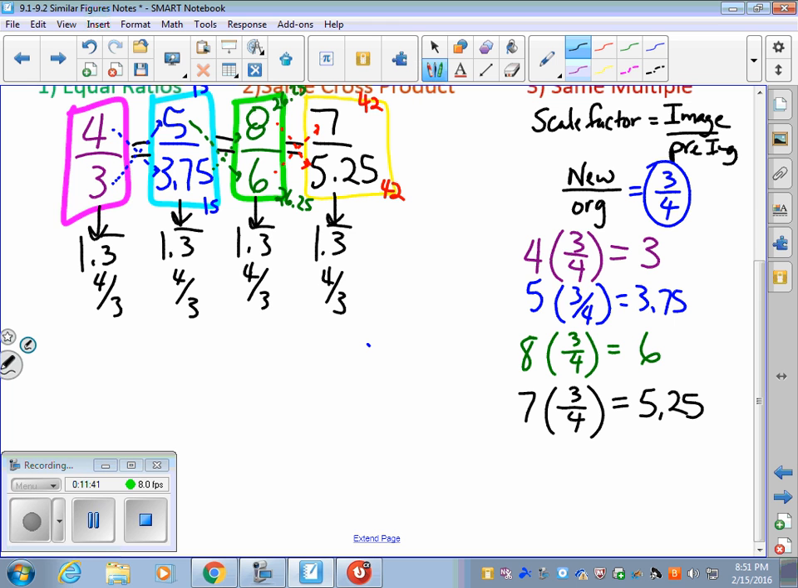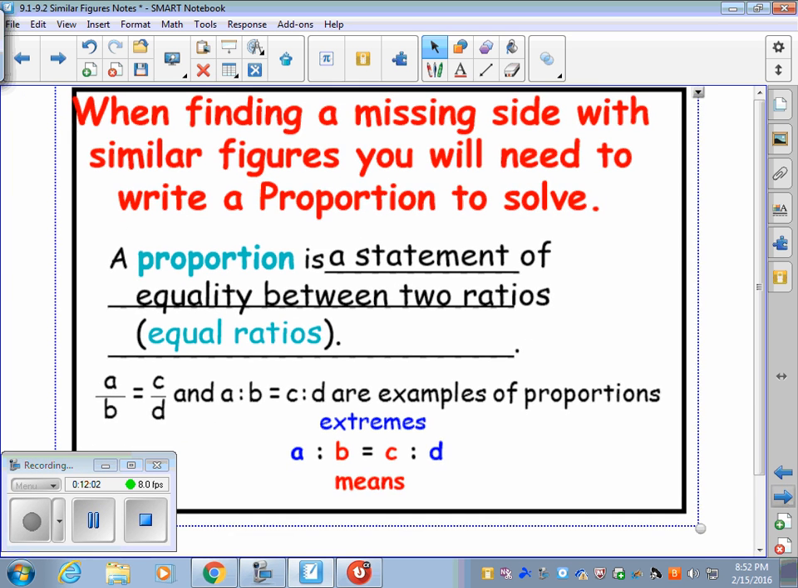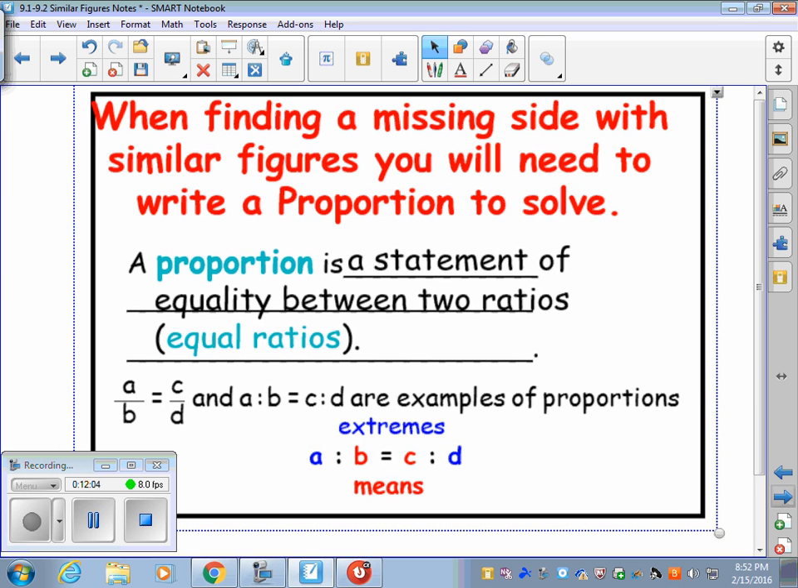So if it works for all, you can physically see that multiplying by that scale factor gives you the new image length. Then you can use that to also prove proportionality, that it's the same multiple, the same scale factor for every side. So you just pick which one you want to use. All right, then we want to make sure you understand how to use a proportion to find the missing side, because that's what you're going to use to find the missing side.